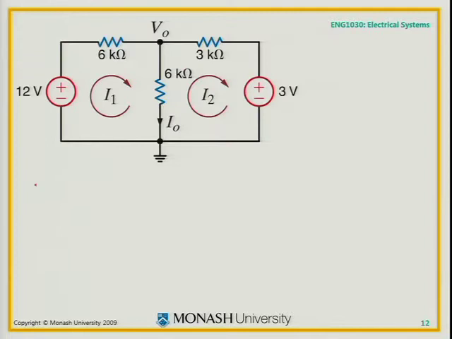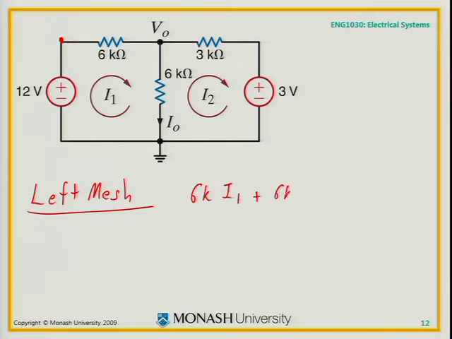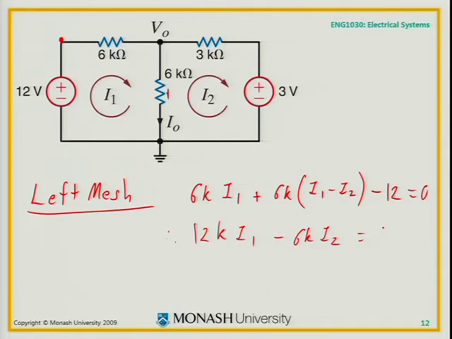So left mesh. I'll start up here, go around clockwise direction. 6K times I1 plus 6K times the current going down through this resistor here, which is I1 minus I2. I hit the negative sign first, so it's minus 12 equals 0. Rearrange: 12K times I1 minus 6K I2 equals 12.